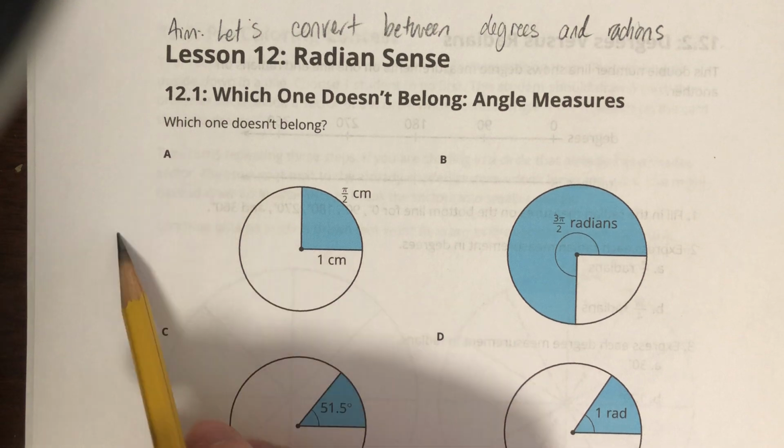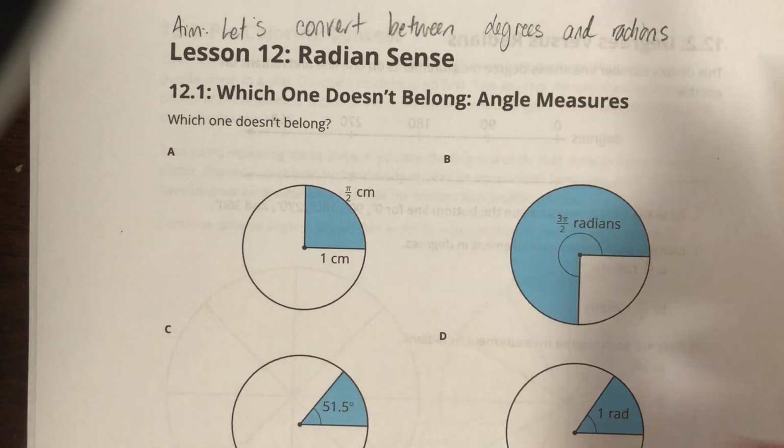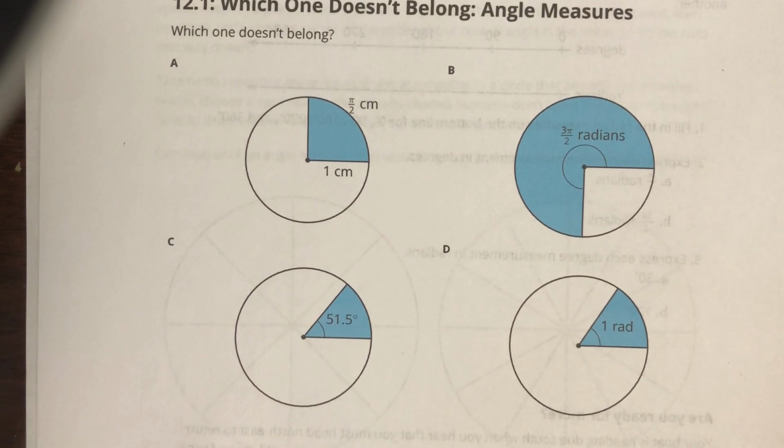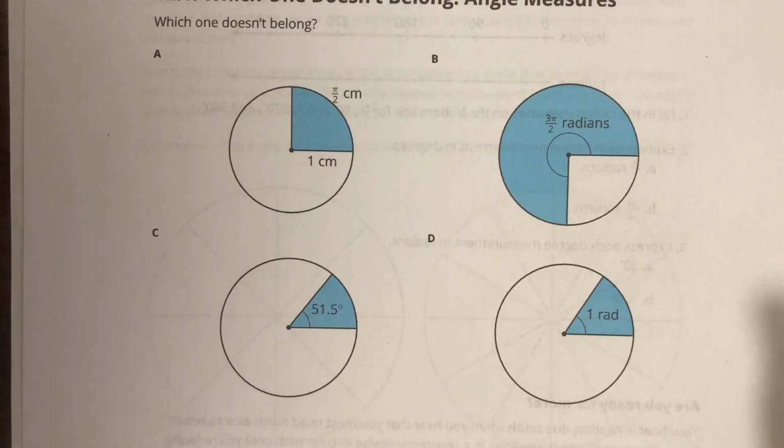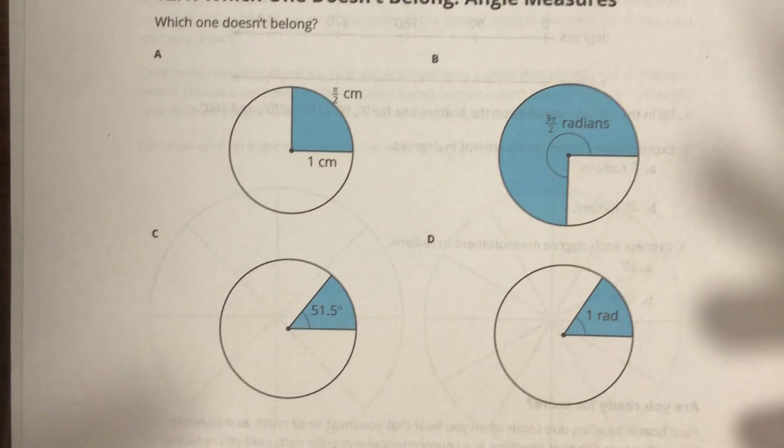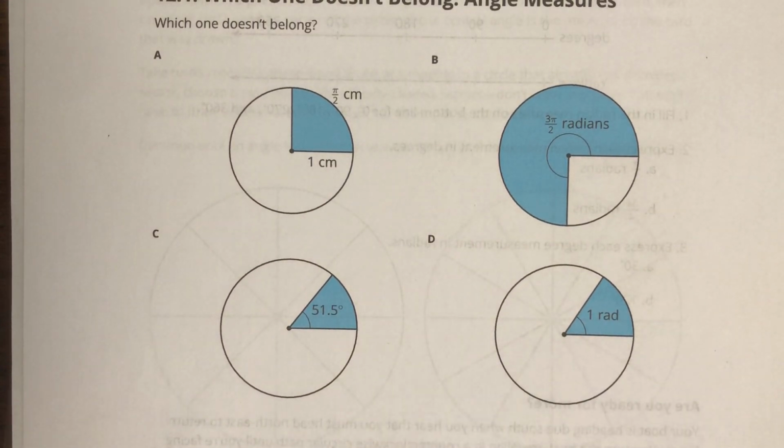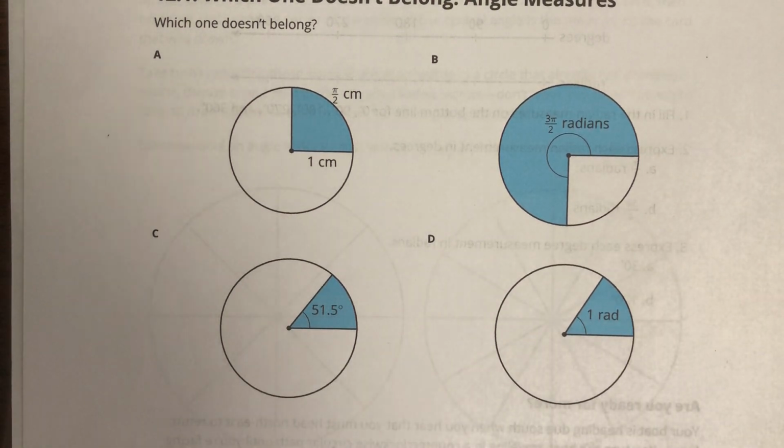12.1, which one doesn't belong, angle measures. So which one doesn't belong? Take a look at A, B, C, and D, and come up with a convincing reason why that particular circle out of the 4 does not belong with the rest. All right, I look forward to reading those.